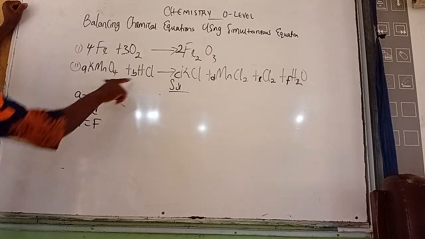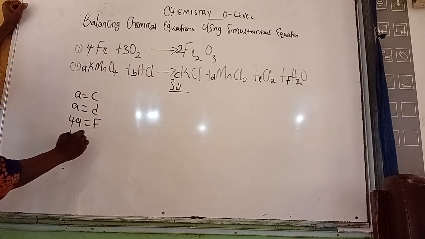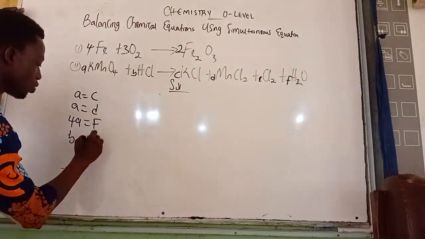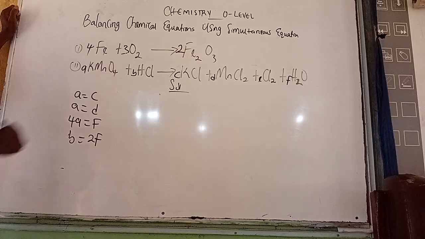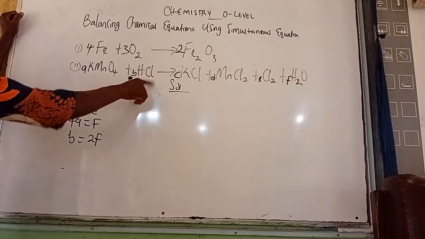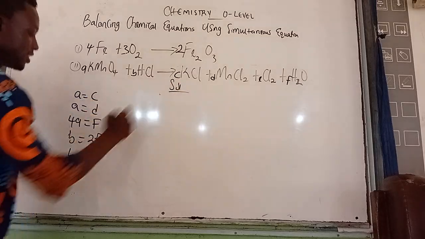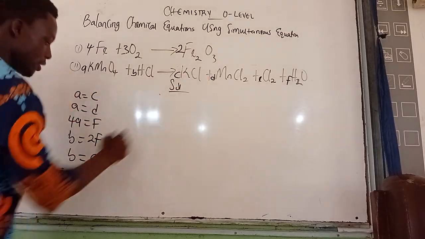Let's move to B. We have hydrogen, B. Where do we have hydrogen? F, 2F. We have 2 hydrogen. So B equals 2F. Are we together? So we also have chlorine. It is attached to B. B equals to, where do we have chlorine? C. There is a plus.